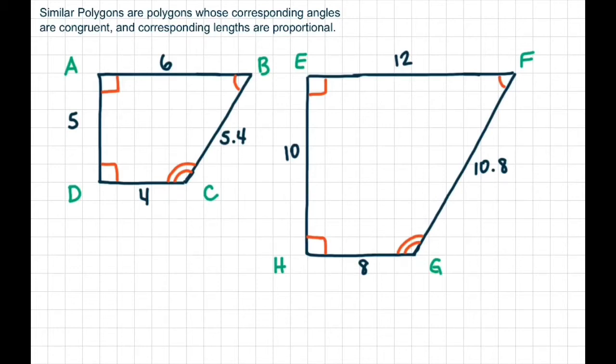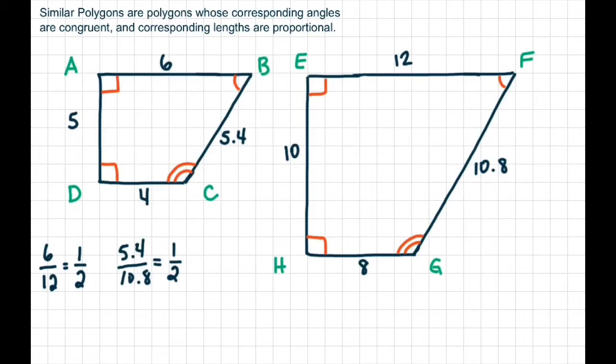Now we have to find out if all the lengths are proportional. So what I'll do is I'll first look at AB. And when I look at AB, it corresponds to side EF. So I'll write 6/12. When I reduce that, it comes down to 1/2. Then I look at my next set of corresponding sides. I look at BC is 5.4, and then FG is 10.8. That's its corresponding side. So now I have 5.4 over 10.8. That also comes down to 1/2.